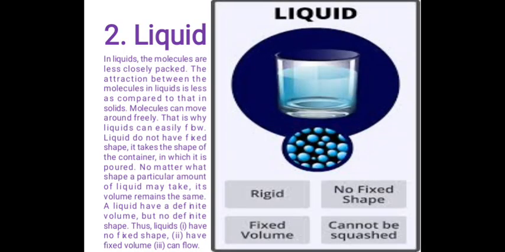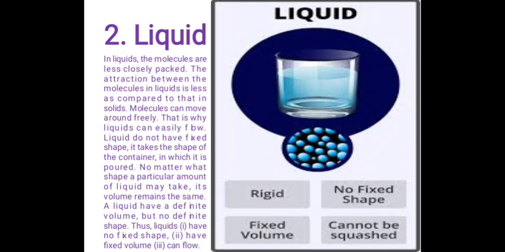In liquid, the molecules are less closely packed. The attraction between the molecules in liquid is less as compared to that in solid. Molecules can move around freely, that is why liquid can easily flow. Liquid does not have a fixed shape, it takes the shape of the container in which it is poured. No matter what shape a particular amount of liquid may take, its volume remains the same. A liquid has a definite volume but no definite shape.